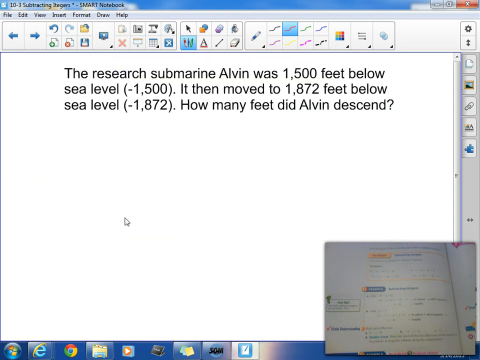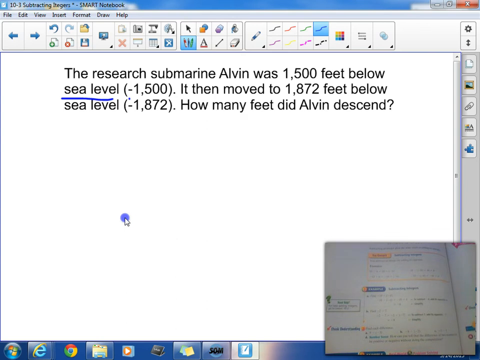All right, now we can also take this idea of subtracting positive and negative integers and make it into real life applications. This is a real life application problem. So the question says, the research submarine Alvin was at 1,500 feet below sea level. So it's below sea level, so it's going to be negative 1,500. Then it moved to 1,872 feet below sea level, or negative 1,872. How many feet did Alvin descend?